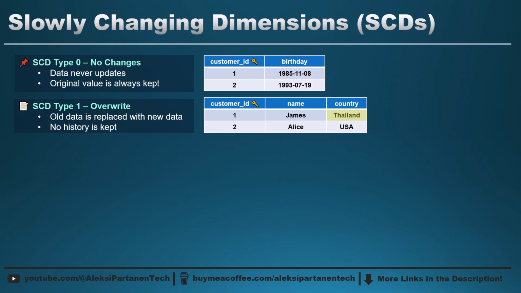And in analytics, we most often look at past data, so in real-world use cases, type 1 doesn't really usually fulfill the reporting needs.